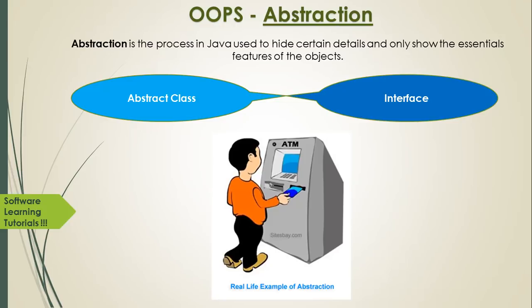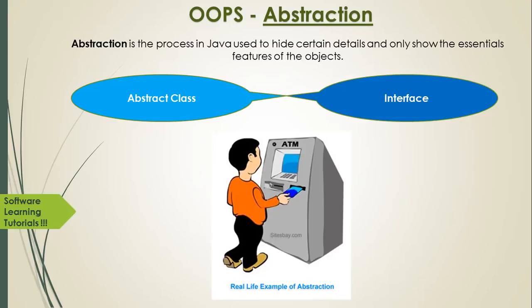So let's first go to the code definition. Abstraction is the process in Java used to hide certain information and only show the information which is essential and meaningful for the programmer and for the user as well. Okay, so take the simple example of an ATM machine. We all use the ATM machine.